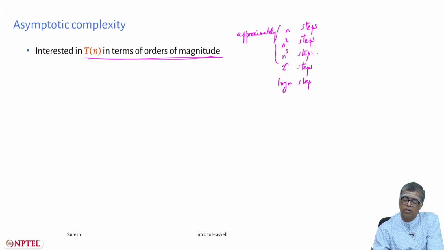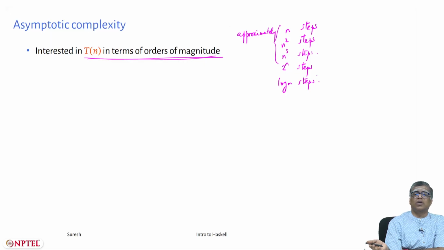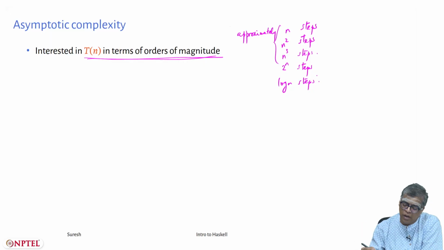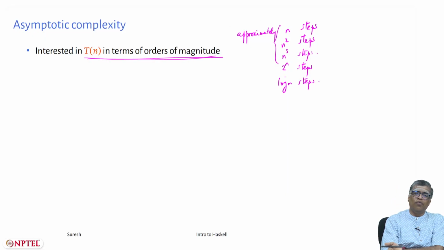And there are certain of these functions that occur very frequently in the analysis of algorithms. So, log n or 2 power n, n squared, n cubed. Okay. So, most of the algorithms we will be looking at will be somewhat like this.